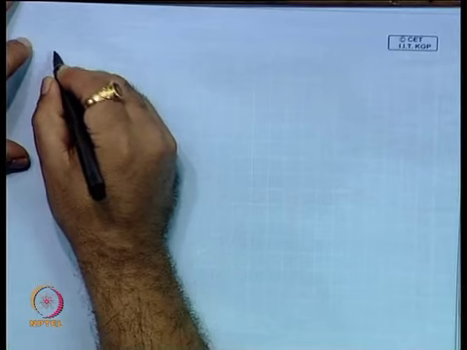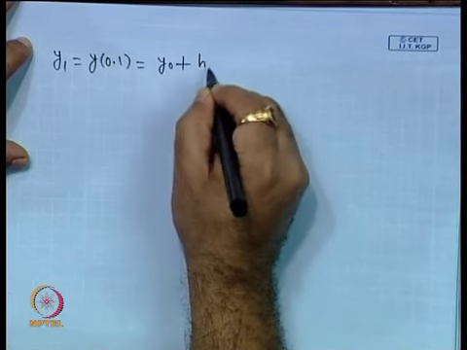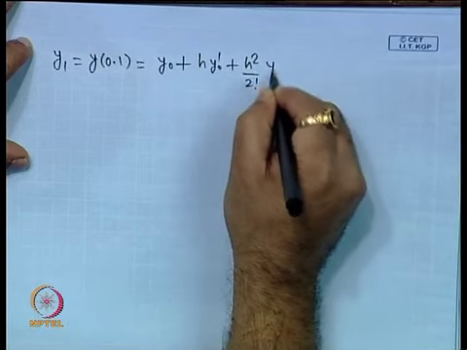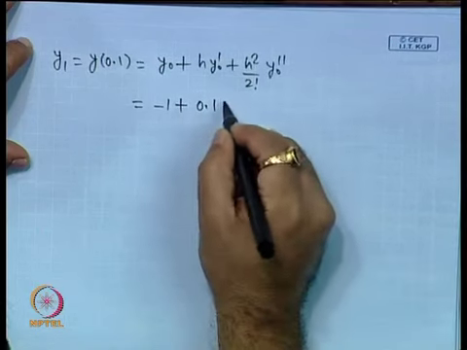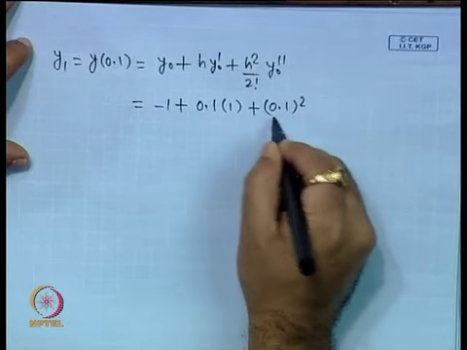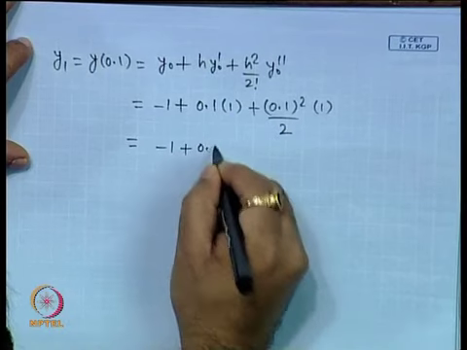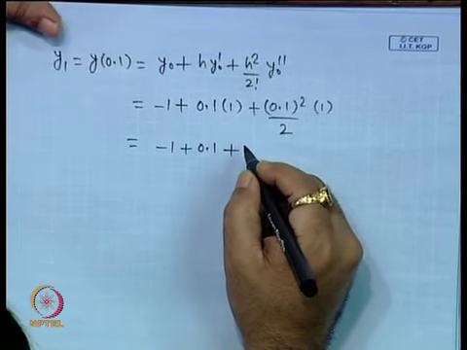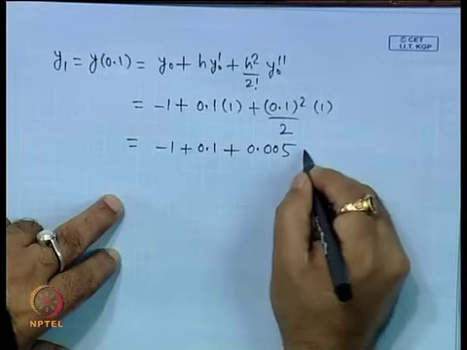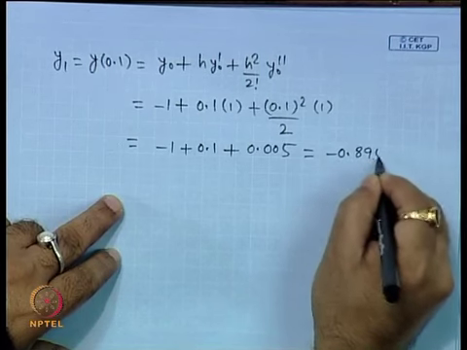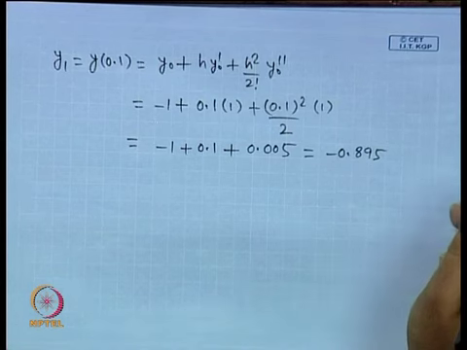So y1 is y of 0.1. That is y0, which is minus 1, plus h, which is 0.1, times y0 prime, which is 1, plus h square by factorial 2, which is 2, times y0 double prime, which is 1. So this is minus 1 plus 0.1 plus 0.005, so this is our y1. This is corresponding to n equal to 0.